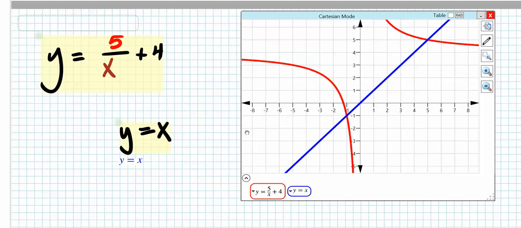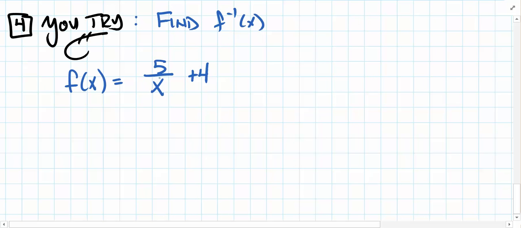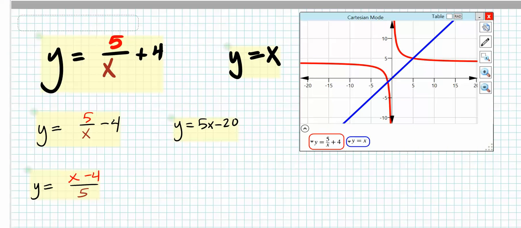So right now I want you guys to go ahead and try and come up with the inverse function to 5 over x plus 4. Okay, ladies and gentlemen, we're going to do some investigating. This is the cool thing about this particular program. If we got this right, what should we expect to see on the graph? A reflection over the blue line. So let's do this one first.